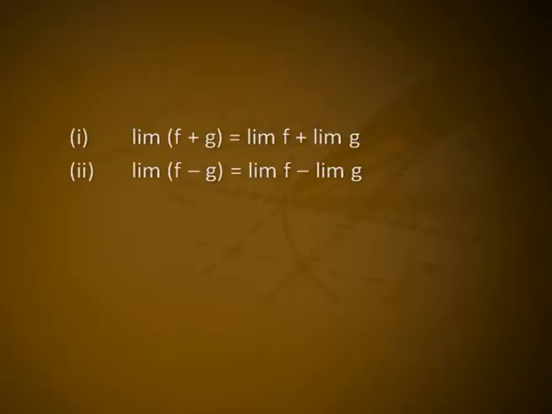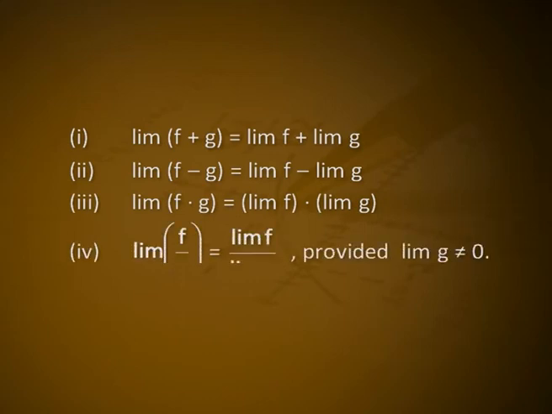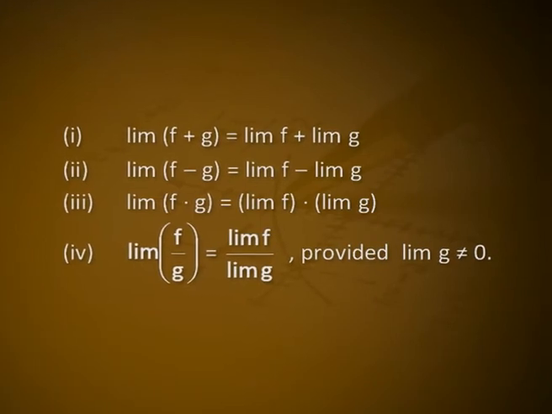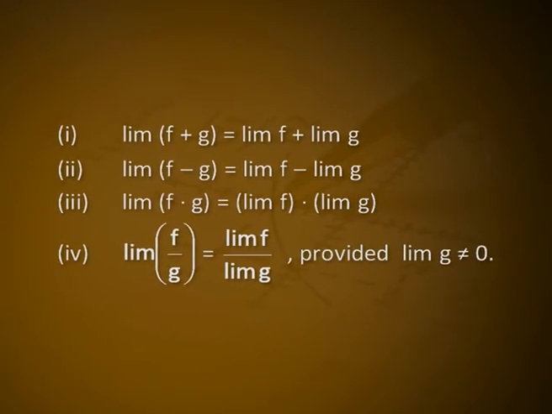Theorem. If f, g be two functions defined on some neighborhood of a point (a,b) such that limit of f(x,y) and limit of g(x,y) exist at (a,b), then limit of f plus g equal to limit f plus limit g, limit of f minus g equal to limit f minus limit g, limit of f times g equal to limit f times limit g, limit of f by g equal to limit f by limit g, provided limit g not equal to 0.